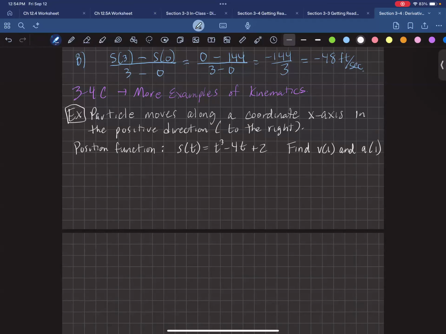All right. And then once we have this, we're going to have some more questions, and we'll answer them when we get it. So to do this, velocity v of t is s prime of t. If we take the derivative of this, we get 3t squared minus 4. If I take the derivative again, acceleration is the derivative of velocity with respect to time. This is just 6t.